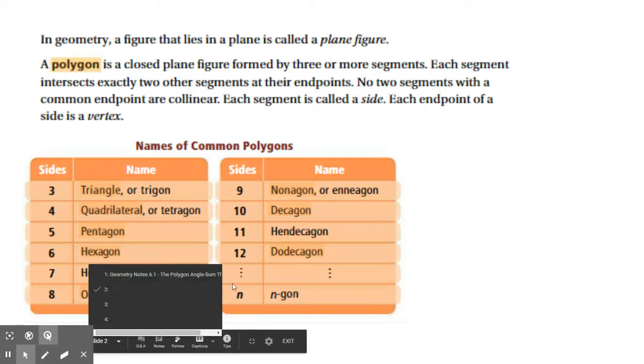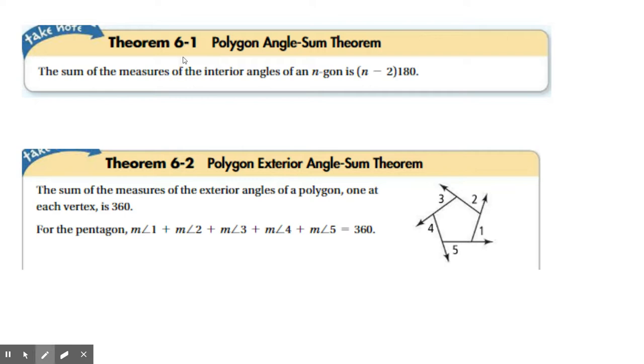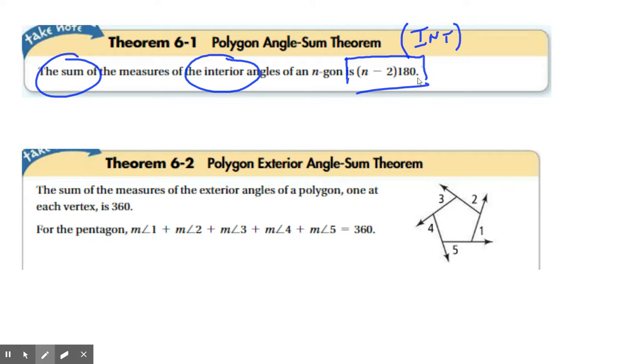So the 2 main ideas are the polygon angle sum theorem, which has to do with the interior angles. For the polygon angle sum theorem, it always says the sum of the measures of the interior angles of an n-gon is n minus 2 times 180. Now I'm going to explore that in Desmos geometry real fast and explain why that is the case. Keep in mind that number 180.